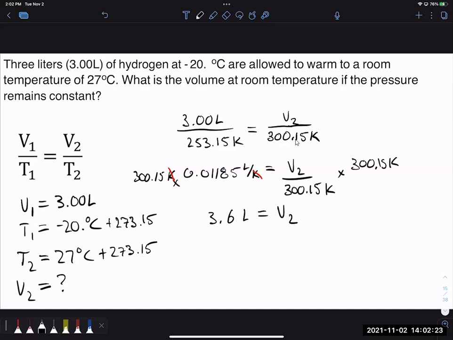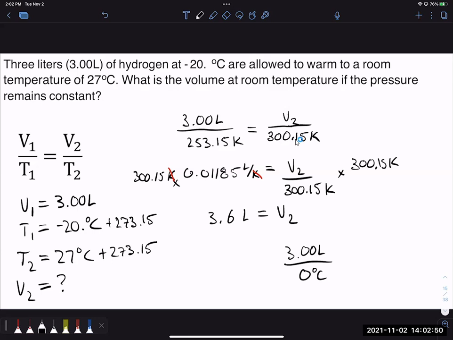Actually, just real quick, let's say that we started at 0 degrees C. So instead of this being 3 liters at negative 20, if we do this in degrees Celsius without converting, we end up with 3.00 liters over 0 degrees C. And you can't divide by 0.